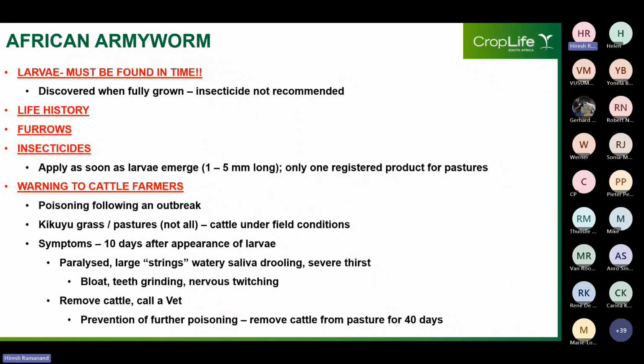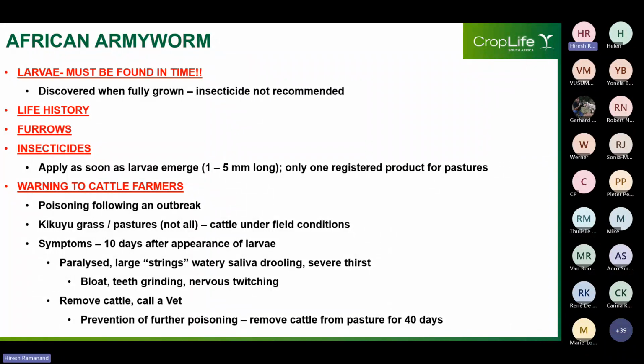Now, very importantly, as soon as symptoms are observed, all cattle should be removed from the affected pastures and a vet called in. A good prevention of further poisoning is the removal of all animals from the pasture for a period of at least 40 days. Luckily, with the two cases I dealt with, the grass was not kikuyu, given that cattle were roaming freely in the area.